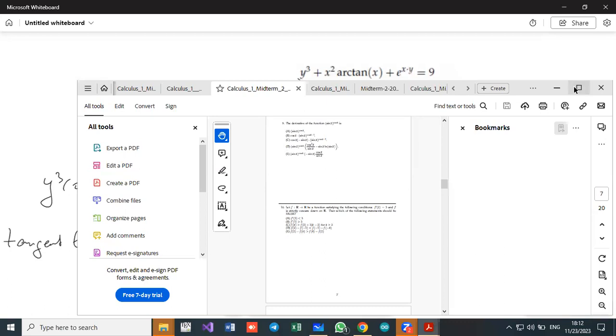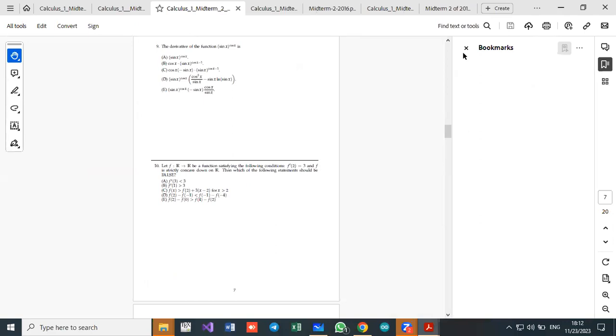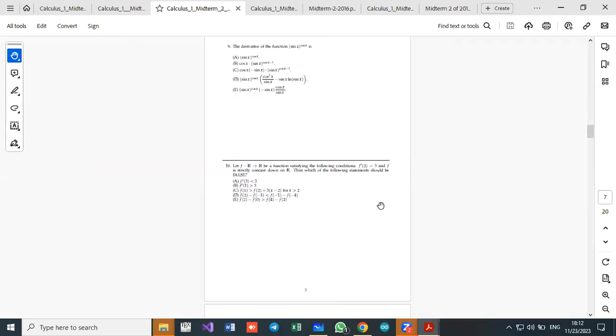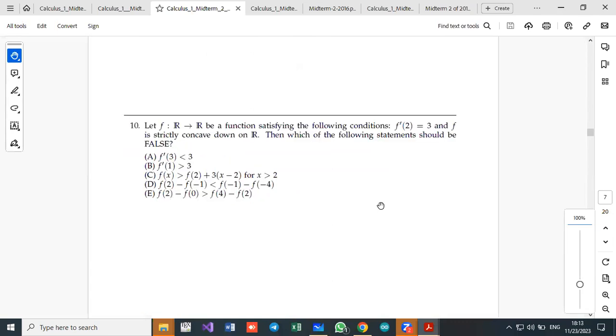Okay. It's about, again, the mean value theorem. So f prime at 2 is 3. F is strictly concave up. Strictly concave up means f prime of x is strictly increasing.